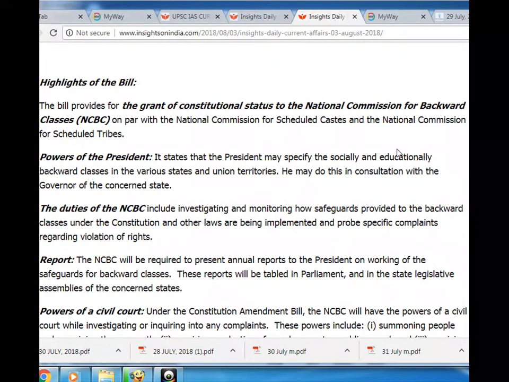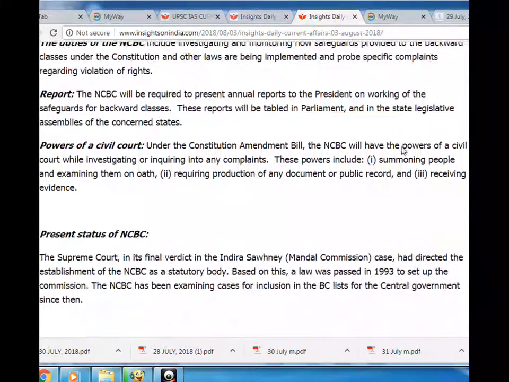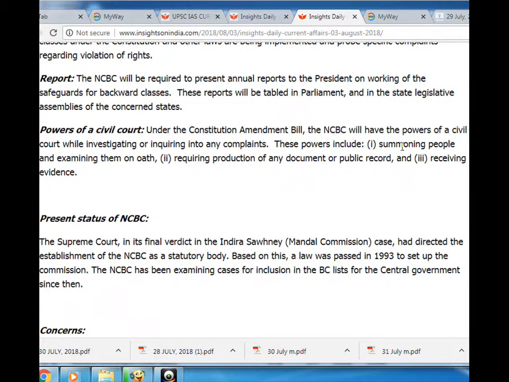Report: the NCBC will be required to present annual reports to the President on the working of the safeguards for backward classes. These reports will be tabled in Parliament and in the state legislative assemblies of the concerned states. Powers of a civil court. Under the Constitution Amendment Bill, the NCBC will have the powers of a civil court while investigating or inquiring into any complaints. These powers include (i) summoning people and examining them on oath, (ii) requiring production of any document or public record, and (iii) receiving evidence.